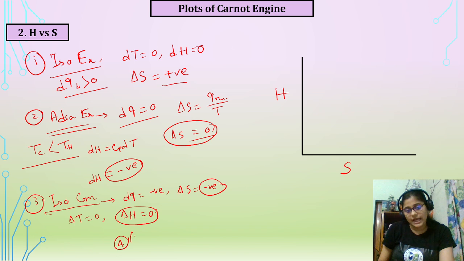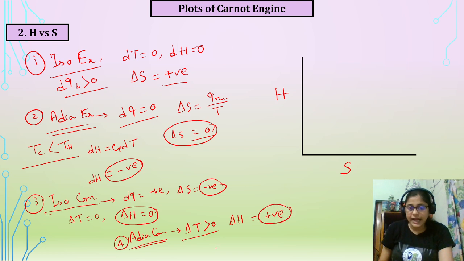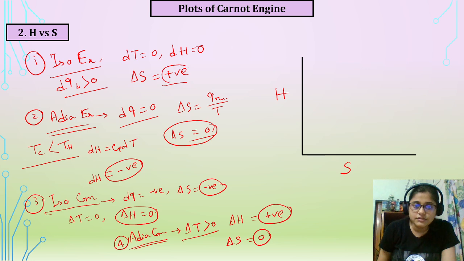Fourth step is adiabatic compression, which means delta T will be now greater than 0. It increases, which means delta H will be now positive. And adiabatic process, delta S will be 0. So we got the 4 values, this one, this, and this.